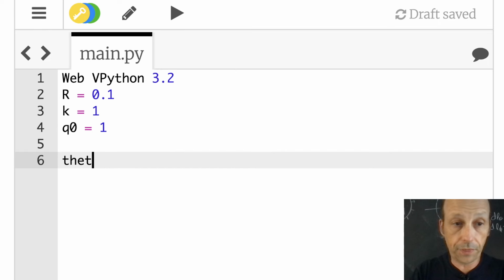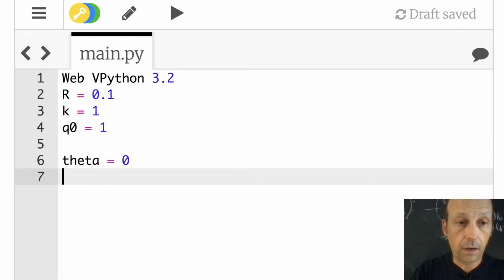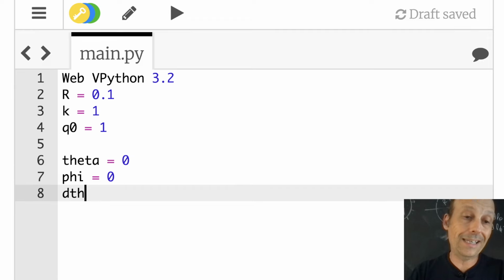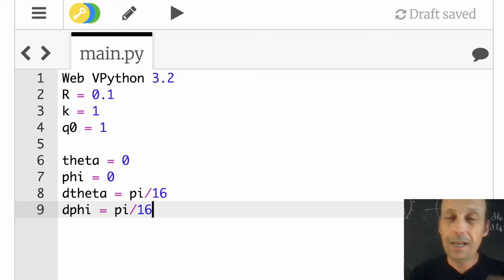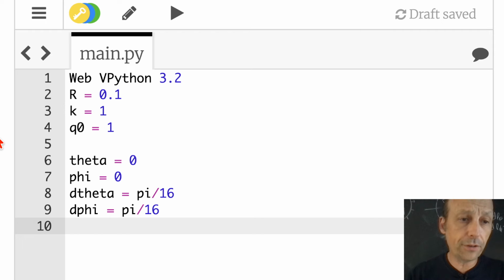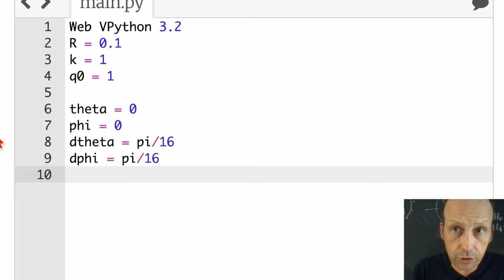So let's start off with theta is 0, phi is 0, and now I'm going to say d theta is going to be equal to pi over 16. d phi is also going to be pi over 16, which makes it 32 because it goes all the way around. You don't have to have these the same, they can be anything. But if you make them too small, it gets a little weird, but that's fine. Let's just put spheres here first, just so we can make sure that we're spreading things around the whole sphere.